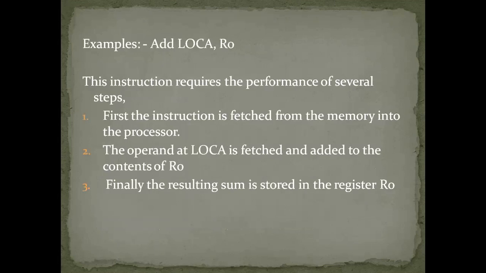I will explain with one example. I take one instruction: Add LOCA, R0. Here Add is the opcode, LOCA is a memory location, and R0 is a register. This is a single instruction, and it comes under the two-address type of instructions.